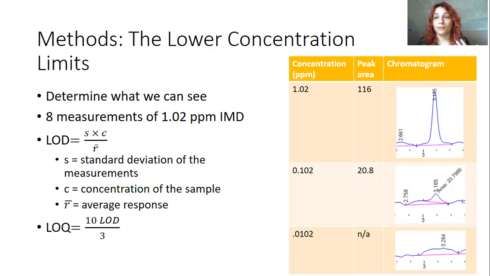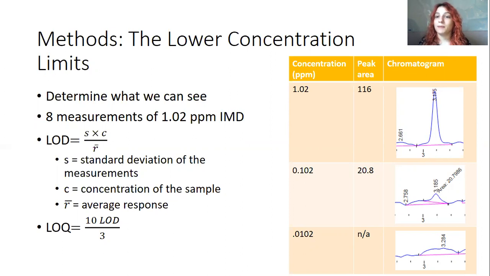And with our data, we had to determine our lower concentration limit. That basically means what can we reliably detect and what can we reliably quantify from the spectra that we were given. And basically, we calculated the limit of detection, and then from there, we calculated the limit of quantitation. And you can see in this table on the right that we have 3 examples of the chromatograms that I got from a 1 ppm, a 0.1, and a 0.01 ppm solution.